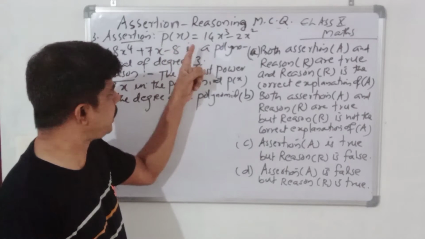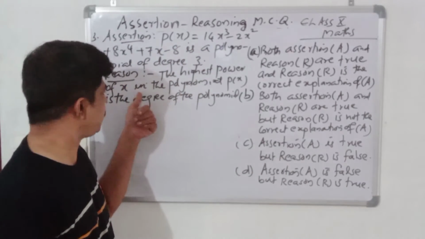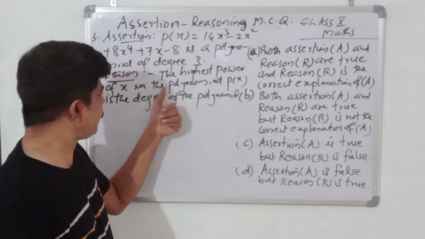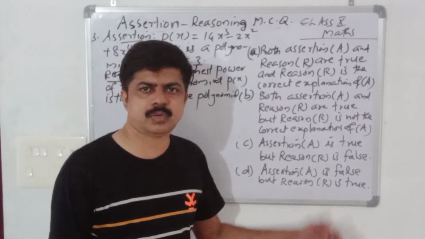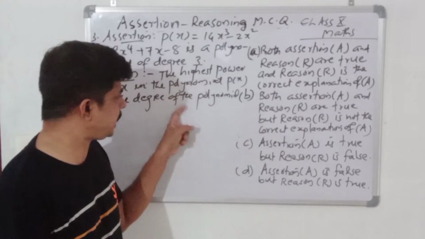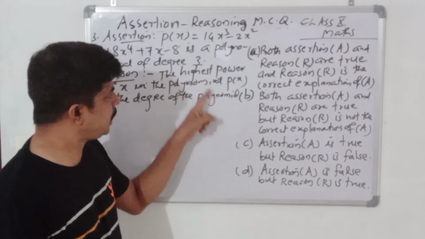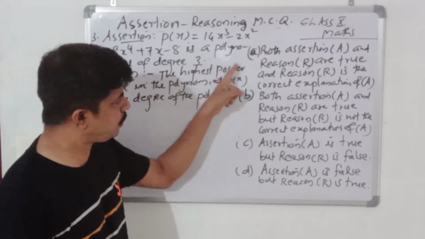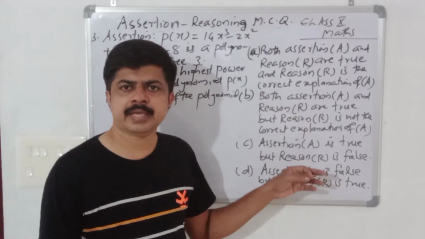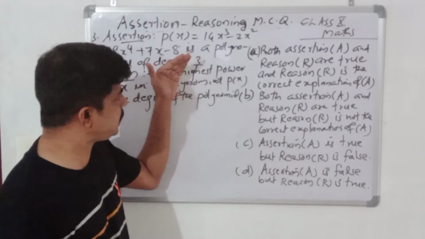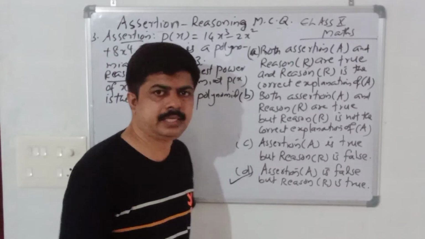Therefore, the first statement, assertion, is false. Now, let us see the second statement. The highest power of x in the polynomial p of x is the degree of the polynomial. That is absolutely correct statement. This statement is false. This statement is true. If the first statement is false, we are sure that A or B or C is not our answer. Already first statement is false. Definitely the correct answer is option D.